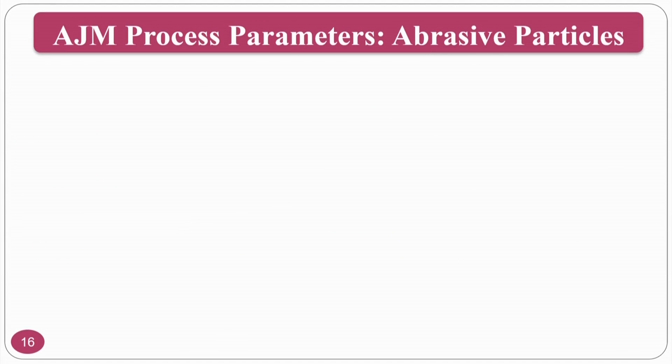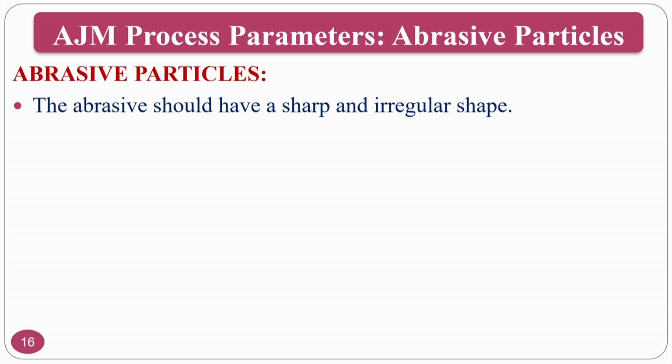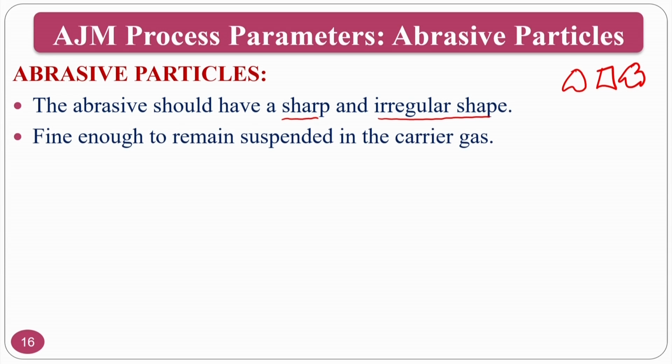So, the first one is abrasive particles that play a major role. The abrasive should have a sharp and irregular shape. Normally, all the abrasive particles are randomly oriented. At the same time, shape is random. One abrasive particle may be like this, one may be like this, one may be like this. So, shape normally will not be constant. They should be fine enough to remain suspended in the carrier gas.